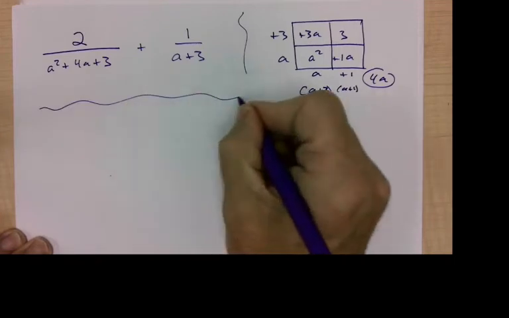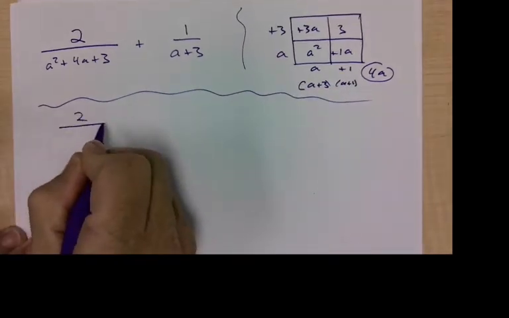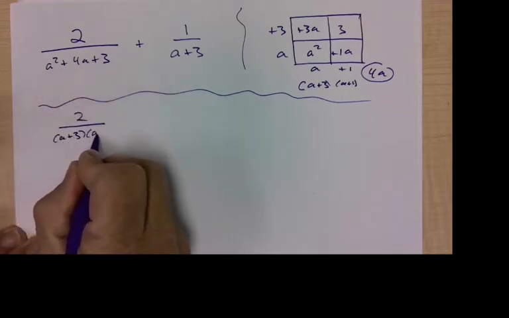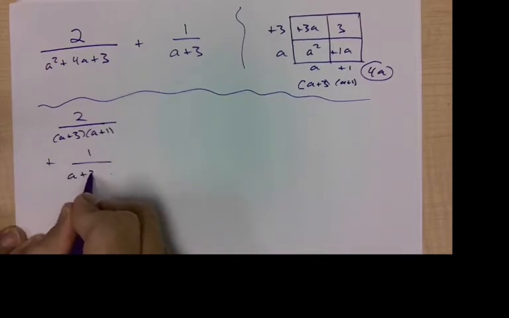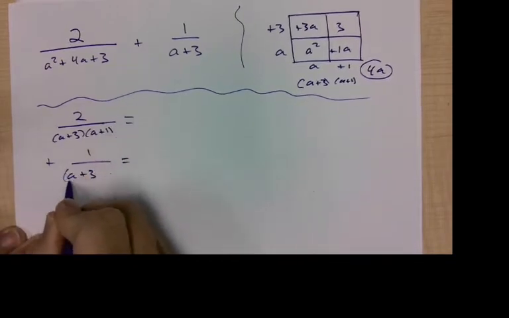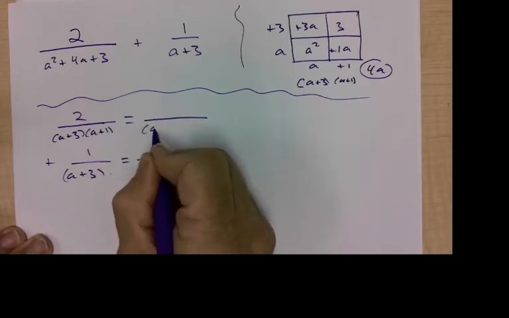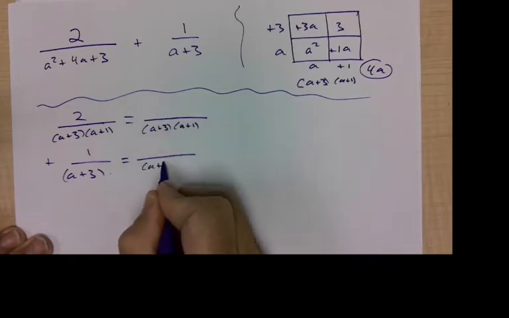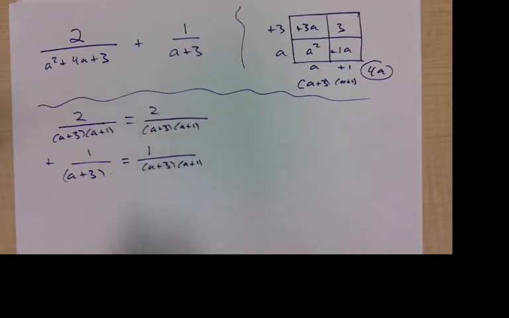So we're going to write this vertically: 2 over (a plus 3)(a plus 1), plus 1 over a plus 3. We need to get a common denominator, which will be (a plus 3)(a plus 1). Bring the 2 and the 1 over, and then look for what's new.